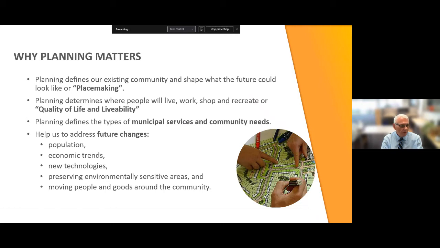It also helps to look at the types of services that the county provides and what residents are desirous of having in terms of services. And it also takes into consideration population growth or population decline, economic trends that are happening, and new technologies that may be coming in, whether it's internet or other technologies that might be happening. And also in terms of things like how do we move around in the county? How do we protect our natural environment in the county and so forth.